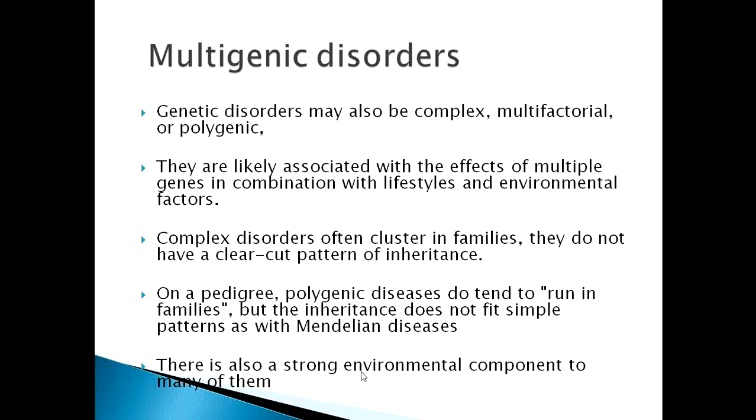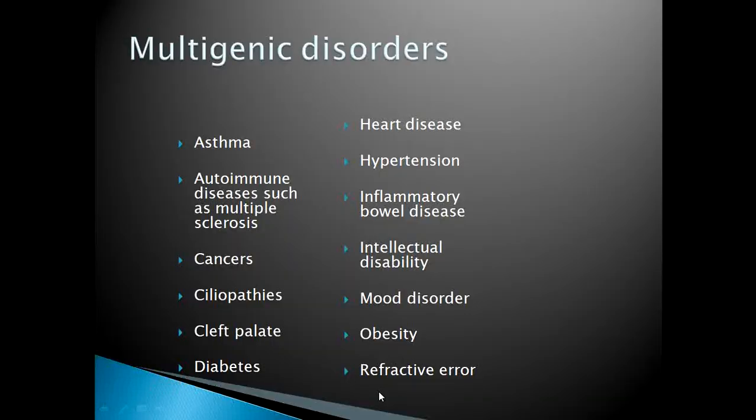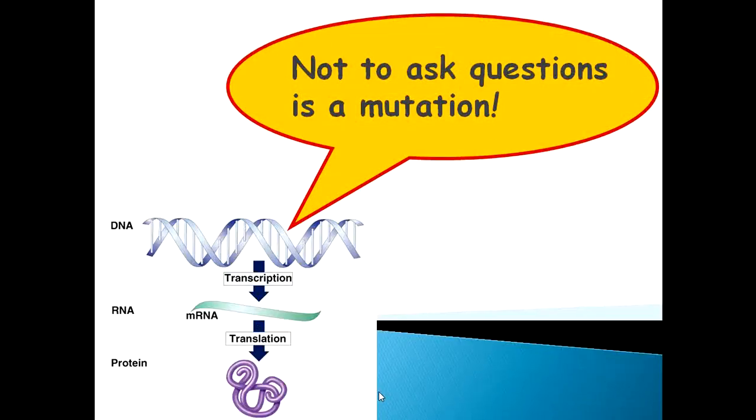Multigenic disorders. Genetic disorders may also be complex, multifactorial, or polygenic. They are likely associated with the effects of multiple genes in combination with lifestyle and environmental factors. They don't have a clear-cut pattern of inheritance and do not follow the Mendelian inheritance pattern. There is a strong environmental component to many of them. Those include asthma, autoimmune diseases, cancers, diabetes, heart diseases, and others.